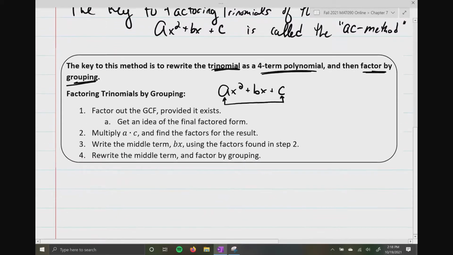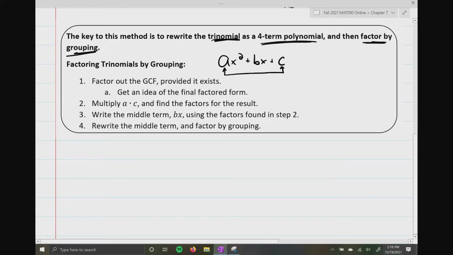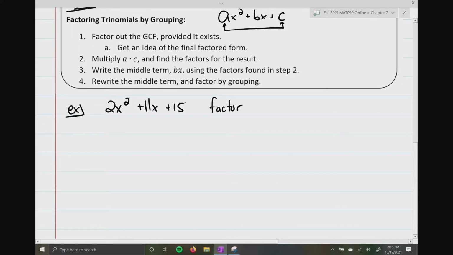If I were you, I would put the pencil down and I would just watch. So here's our first example here: 2x to the second plus 11x plus 15. And we're going to factor this. So I'm just going to go ahead and follow my steps. Step 1, I factor out a GCF if it exists. So I look at the numbers 2, 11, and 15. There's no GCF for the numbers. And then I look at the variable, x to the second, x. It would have been really nice if that last term had a variable in it, but it doesn't. So there's no GCF at all.